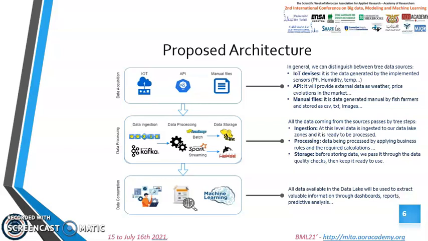Then we have the data management phase, where we have three steps. First, the ingestion. At this level, data is ingested to our data lake zones, and it is ready to be processed. The second step, which is processing, where data is processed by applying business rules and doing the required calculations. And then comes the storage phase. So here, before storing the data, we pass it through some data quality checks or verifications. Then we keep it ready to use.